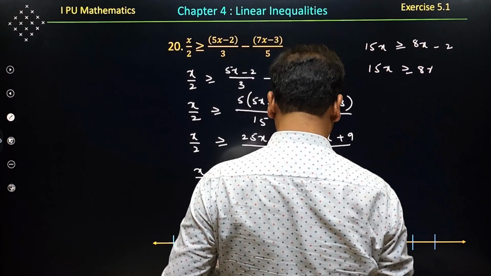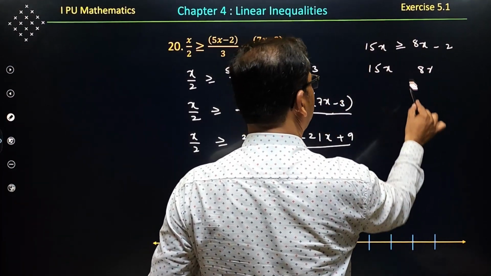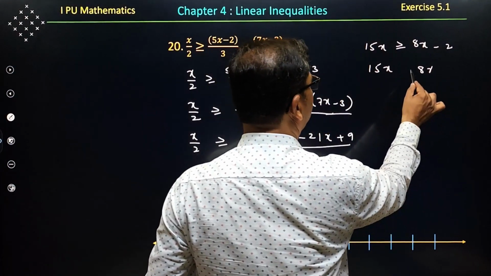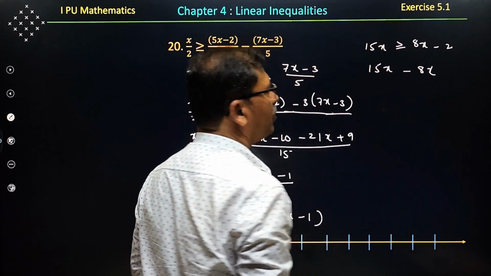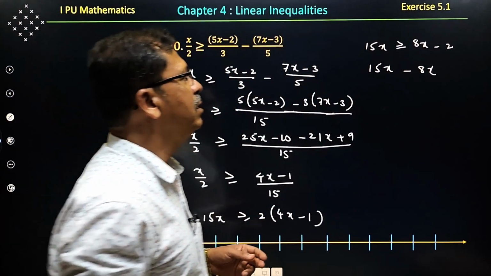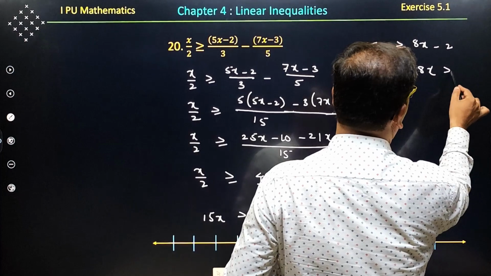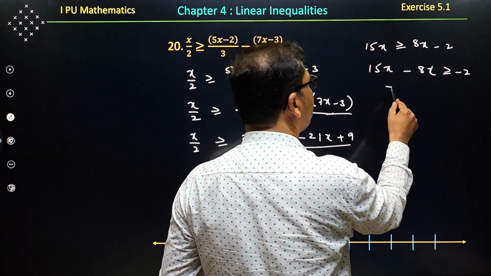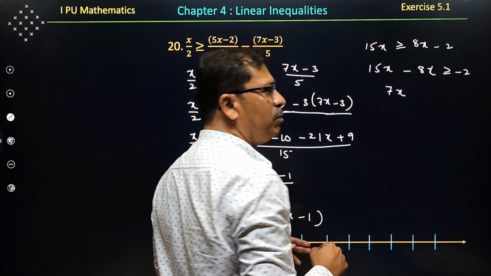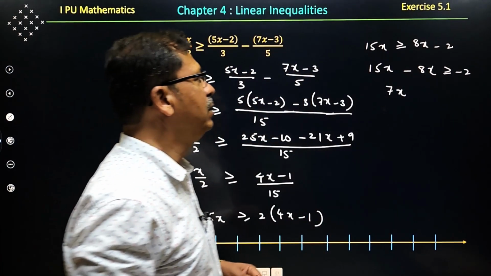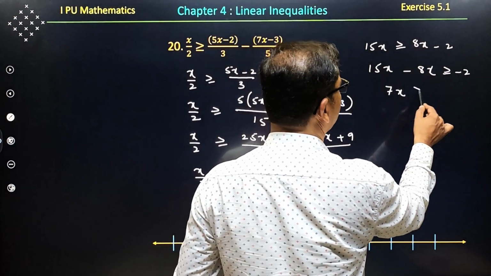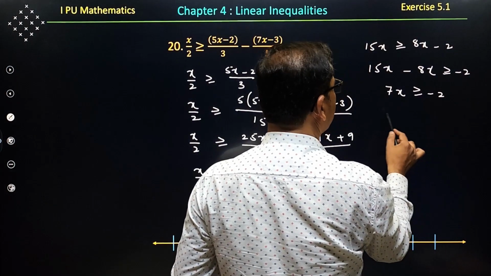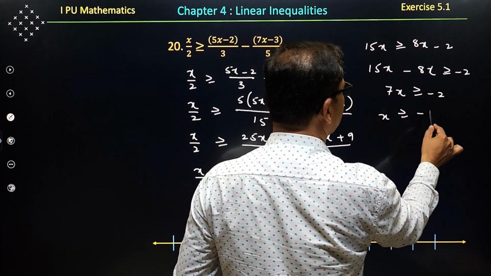So 15x as it is, take the 8x to this side. This is 15x minus 8x is greater than or equal to minus 2. 15 minus 8 leads to 7x, which is greater than or equal to minus 2. So x is greater than or equal to minus 2 by 7.